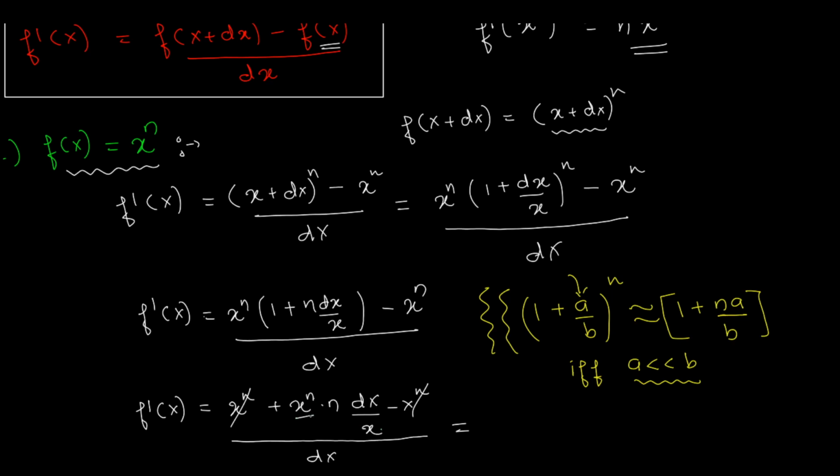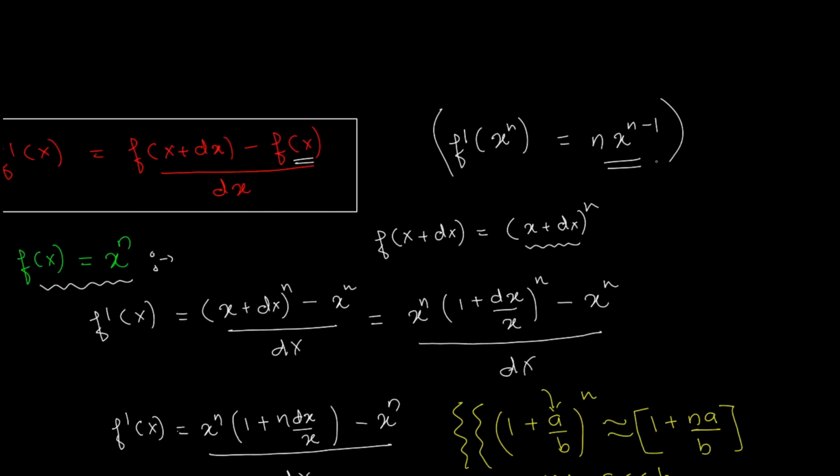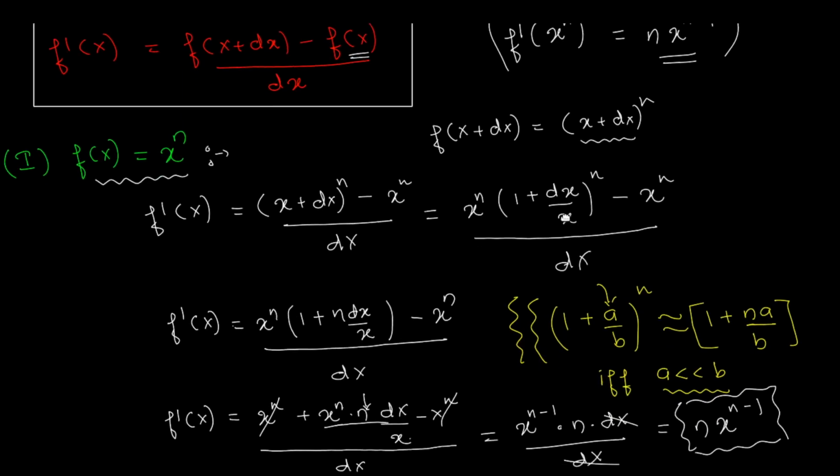Look at this, x to the n divided by x, that is just x to the n minus 1, right? So x to the power n minus 1 into, don't forget the n, so into dx divided by dx. Now you know what to do. Dx gone, and you're left with n into x to the power n minus 1. I think we clearly got what we were expecting to get, this right here. So f dash of x to the power n is n into x to the power n minus 1, and that's how it goes.